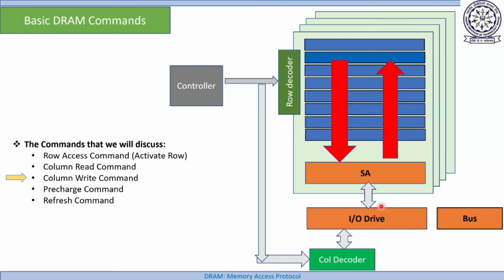If you want to write something, say write 0 in a DRAM cell, then somehow you have to convert the associated sense amplifier to stable state 0. So by doing this, if I convert this sense amplifier either to stable state 1 or stable state 0 based on this new data, then automatically after some time this data will be loaded in the appropriate row. So this is how we write something in DRAM.